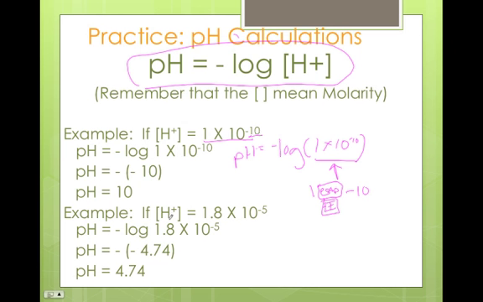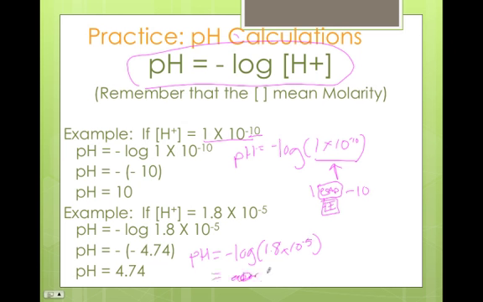But down here, what if the concentration is not nice and even? 1.8 times 10 to the negative 5. We need to figure that out as well. So I say pH equals negative log of 1.8 times 10 to the negative 5, and I'm going to close the parentheses there.